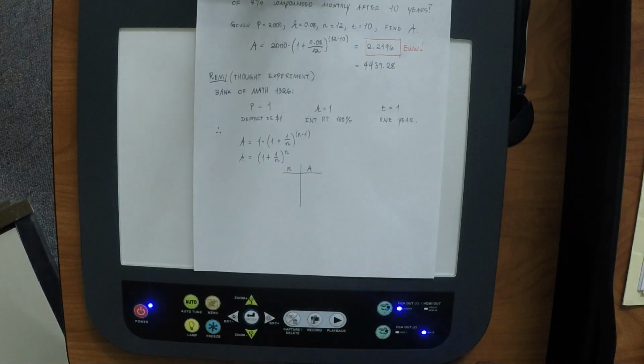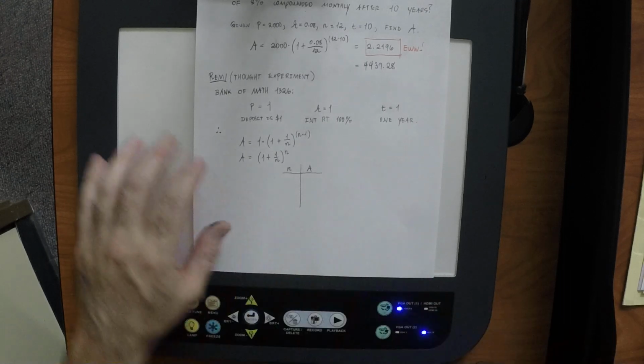If there's exactly one compounding, then, being the proprietor of the Bank of Math 1326, if you say, "I just want you to do it once," then okay, I'll hold your dollar for a year. At the end of the year, I'll say, hey, look, I've held your dollar for a year. Well, the contract says 100%, so I put one more dollar in. Your account balance is $2. I close it out and hand it back. So that's what it's saying.